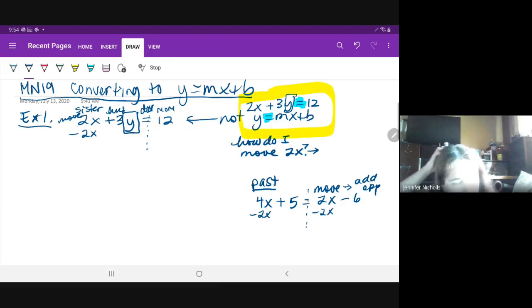So where do I put the other negative 2x? Should I put it under the 3y or under the 12? Because I have to put it somewhere. And remember, the idea is if you put something on one side, you have to put it on the other side. So where should you put it?